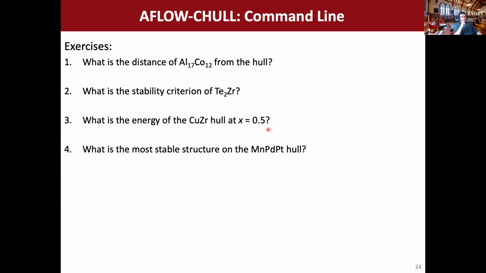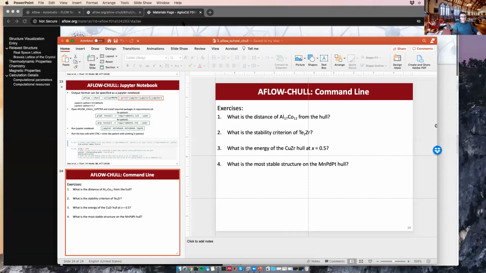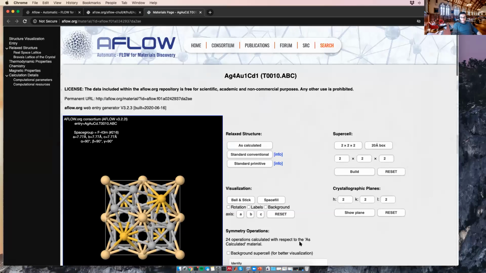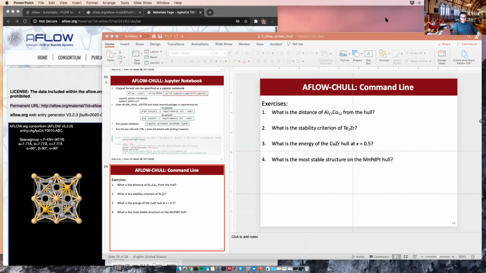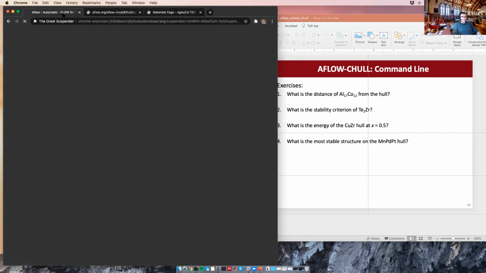Sure. Okay. So I'm just going to walk through the exercises with everybody. I want to show you how you would do these exercises if you were to do them on your own. Let me see if I can get both of them up. We're going to run through one or two of the exercises together. All right. So the first exercise is, what is the distance for Al17Co12 from the hull? How would you go about doing this?